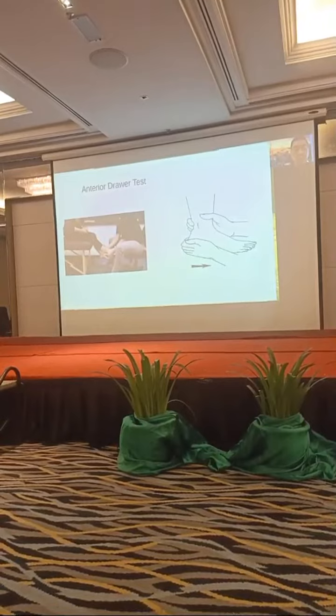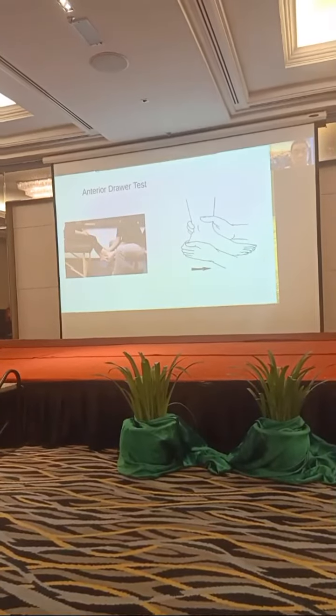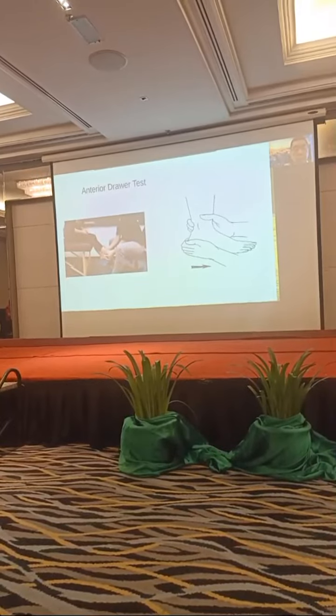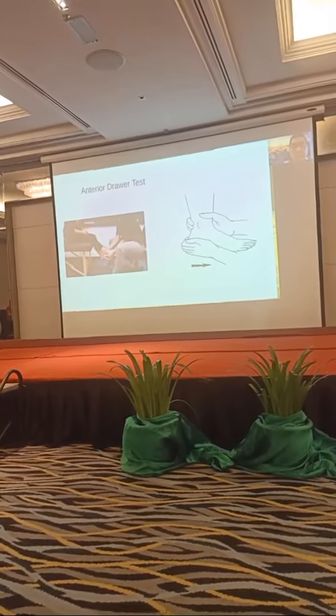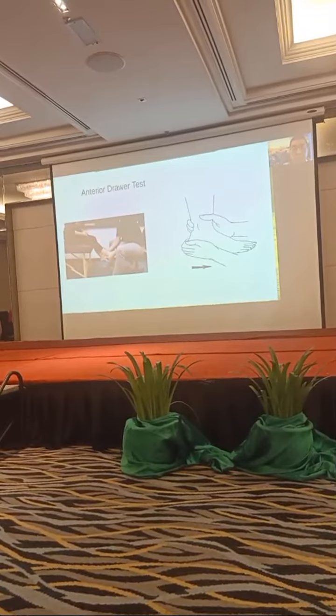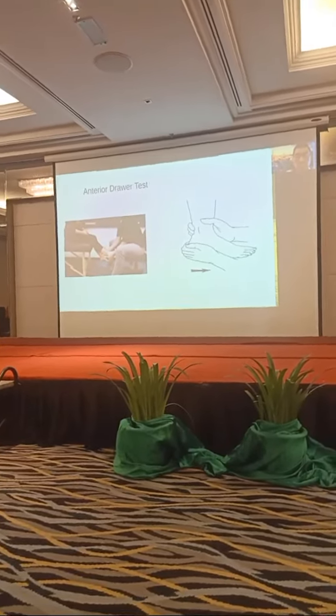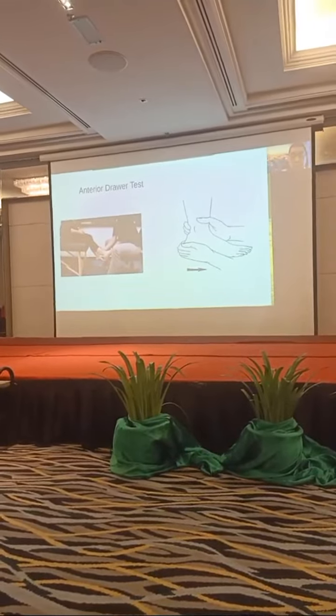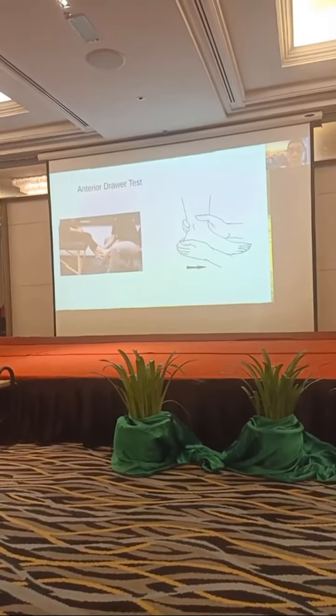This is how you do an anterior draw test. You place the patient on the table in front of you, and you sit down and hold the lower leg just above the ankle with one hand, and use the other hand grasping the heel to try and draw the ankle forward. This is to test for stability of the ankle joint.